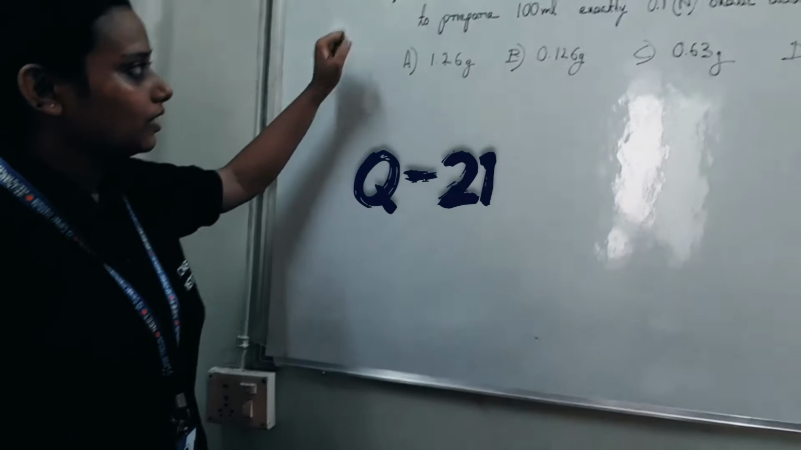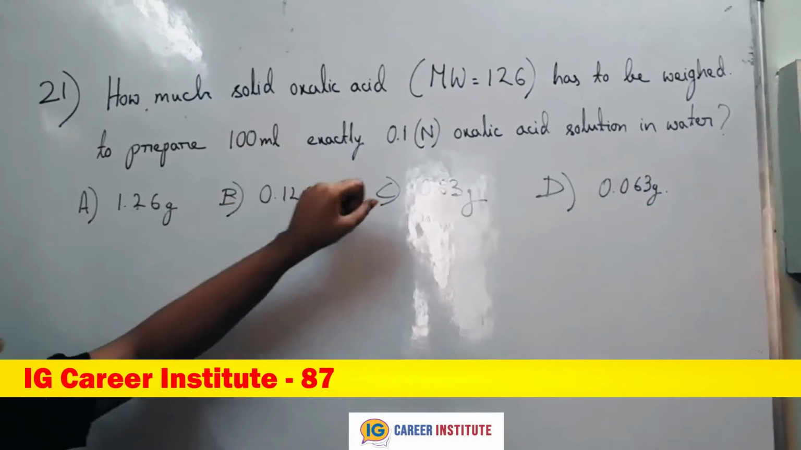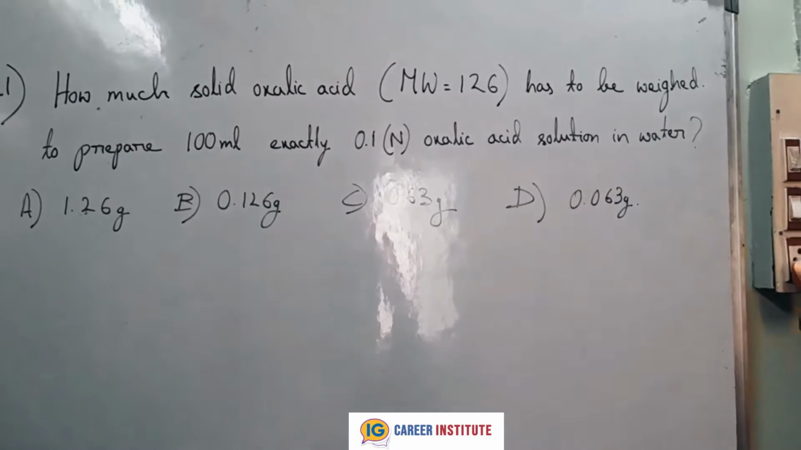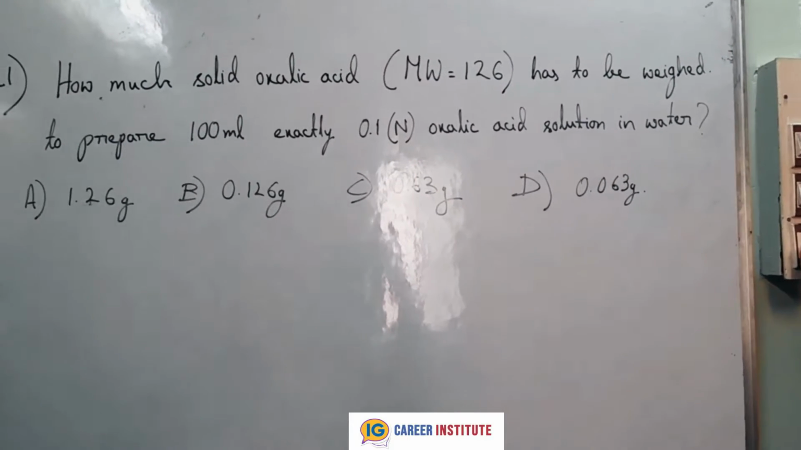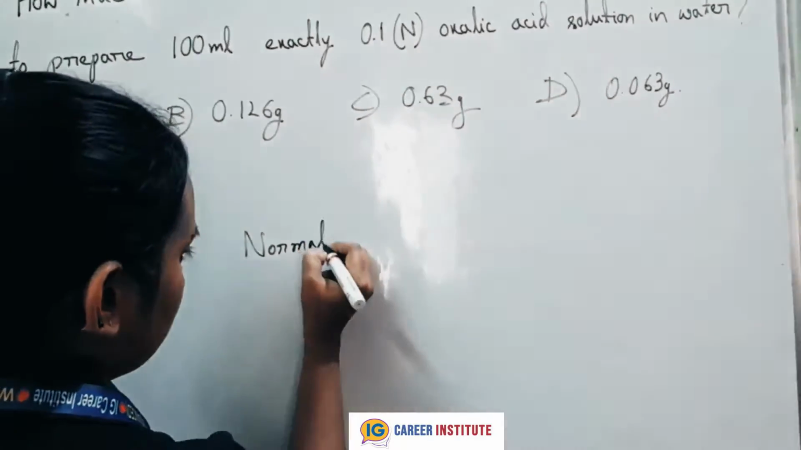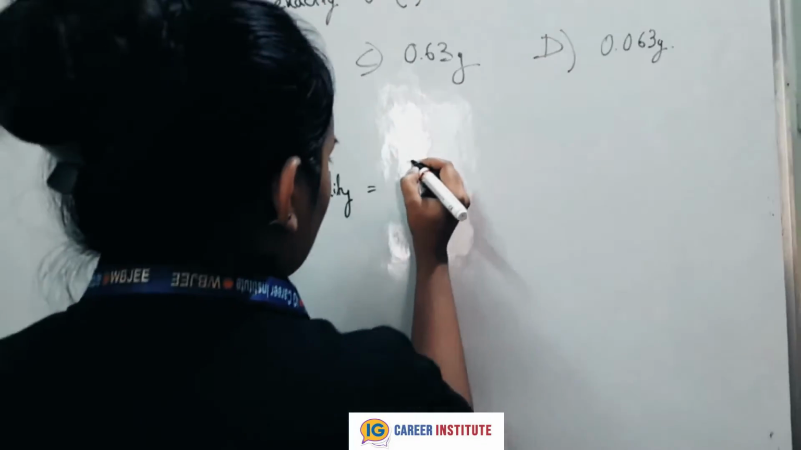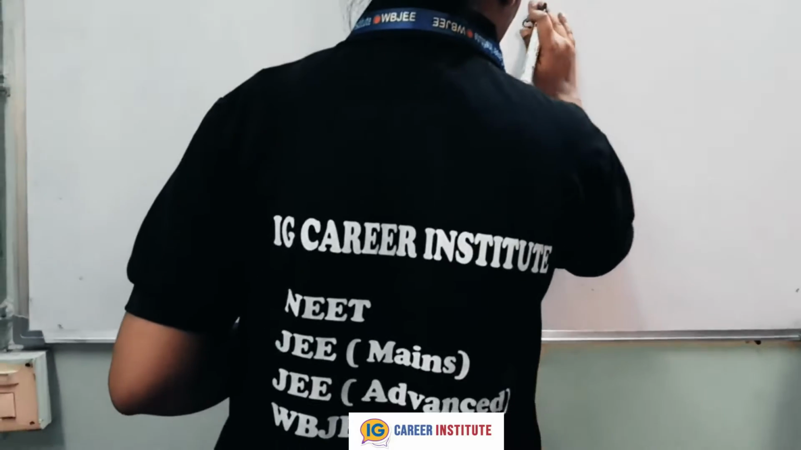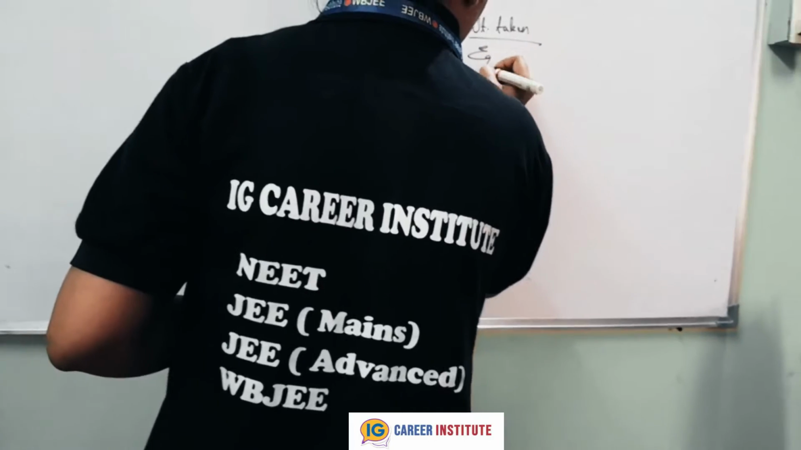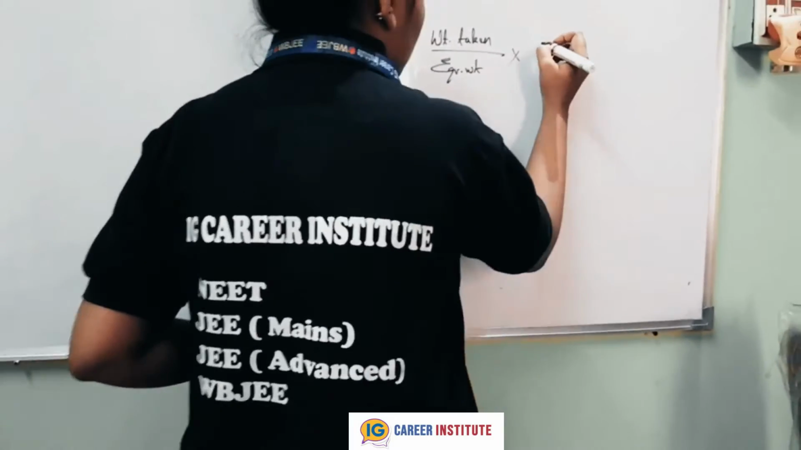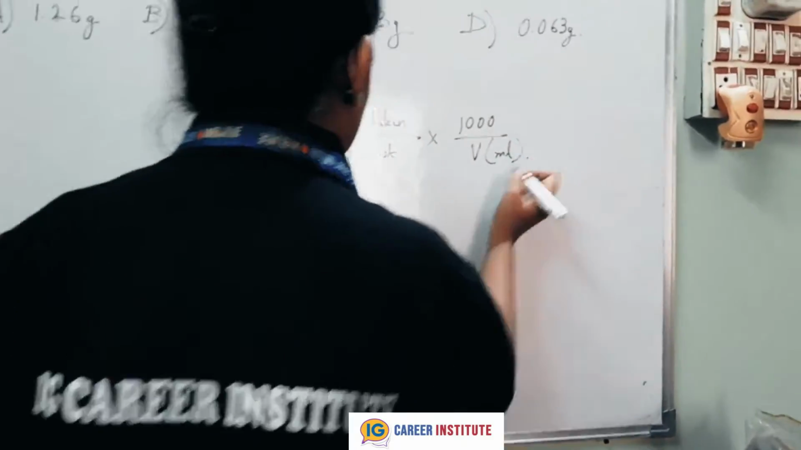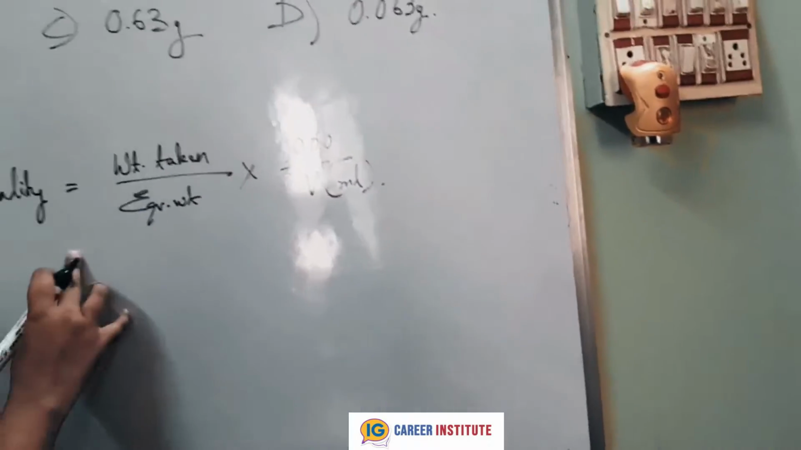Okay, so the 21st question is, how much solid oxalic acid, the molecular weight is given, has to be weighed to prepare 100 ml exactly 0.1 normal oxalic acid solution in water. So we know how to calculate the normality, right? Normality is basically equal to weight taken by equivalent weight into 1000 by the volume, which is actually given in ml. So this is basically the formula for calculating normality.